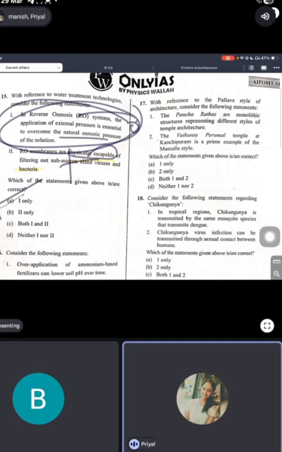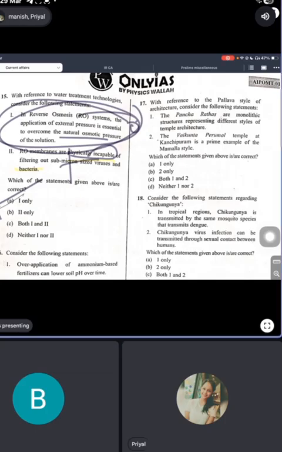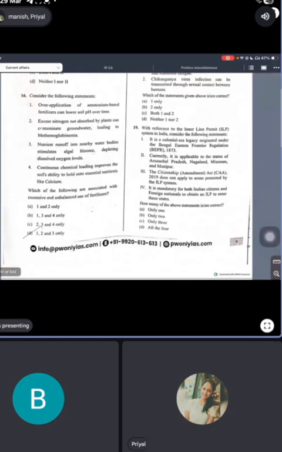Yes, because in reverse osmosis there is something important. If you know the reverse osmosis technique, you guys know. But here do not go into the technicality. Just know that there is a need for some external pressure in the RO system. Basically, the question is not saying that it cannot. The question says the application of external pressure is essential to overcome the natural osmotic pressure. Okay, that is okay. And out of the two, if one is wrong, then the second is right. 90% it happens.